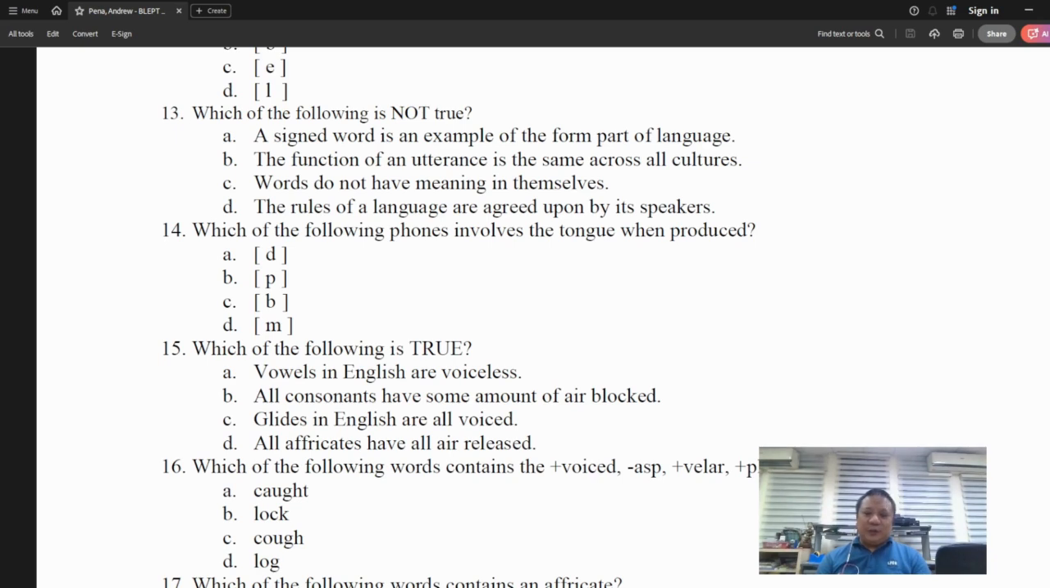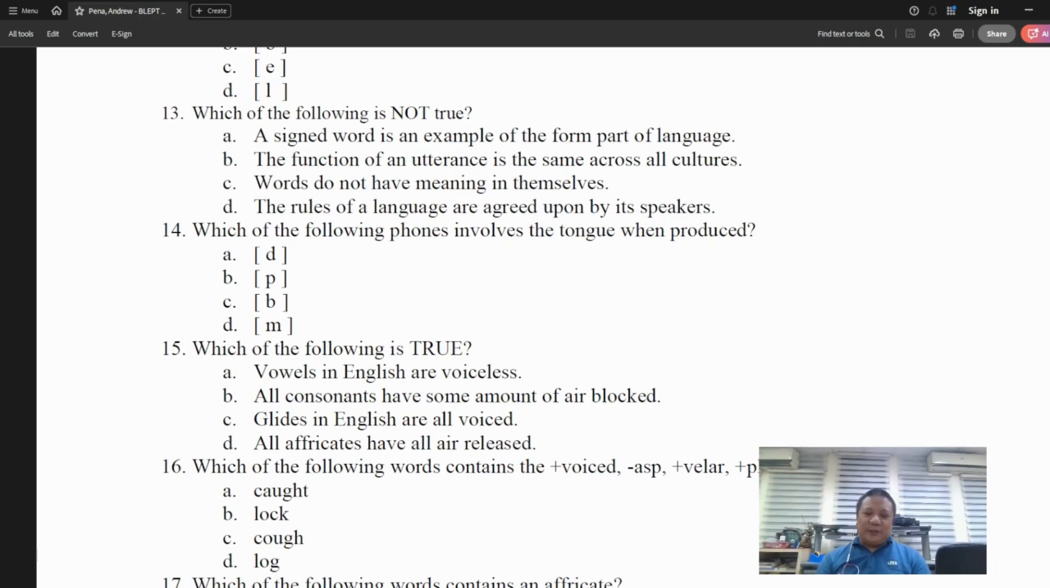Which of the following phones involve the tongue when produced? A, D, B, B, P, C, B, D, M. B, C, and D are phones that are produced with just the upper and lower lips. So the answer is A, D, which involves the tongue.